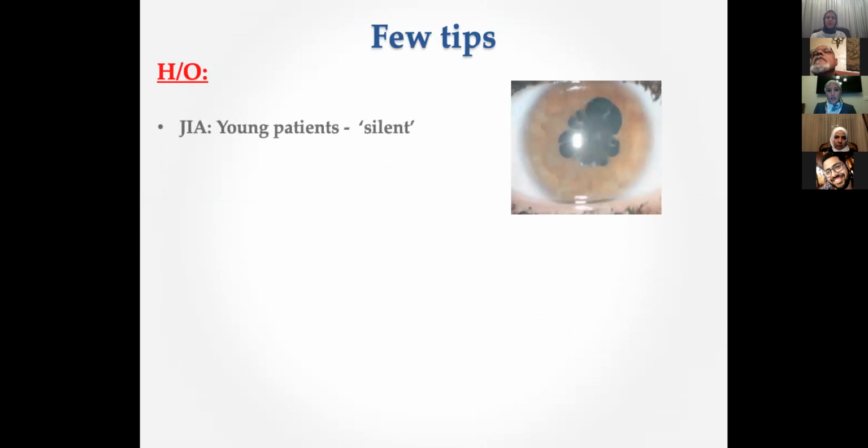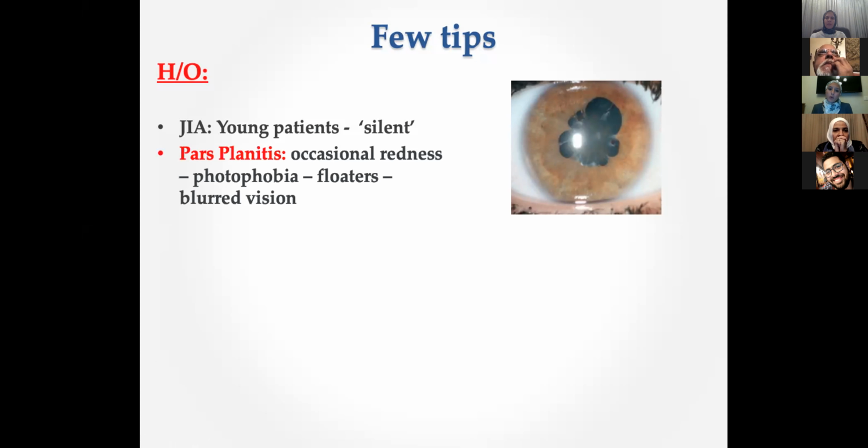Most of these patients are usually misdiagnosed in the beginning as JIA uveitis, because this is considered the most common entity of the patients that we have. So in the JIA patients, the presentation is usually silent and the eye is completely quiet, whereas in pars planitis, in most of the cases, the clinical picture is rather symptomatic.